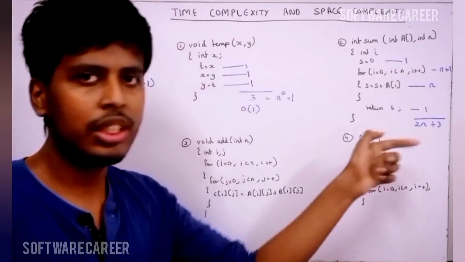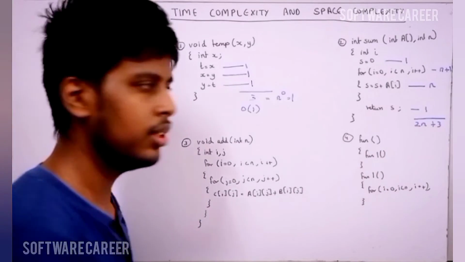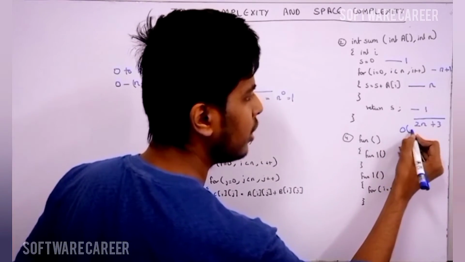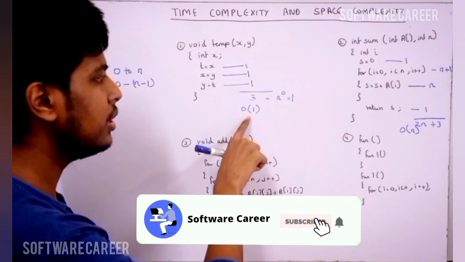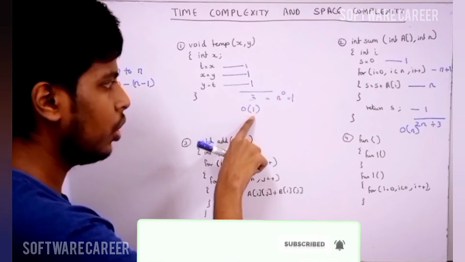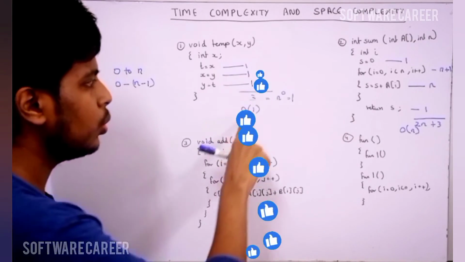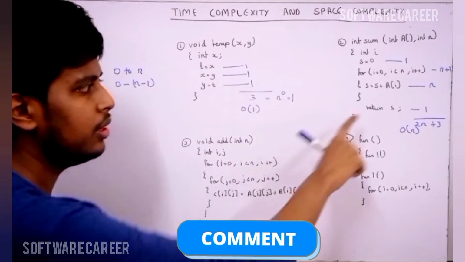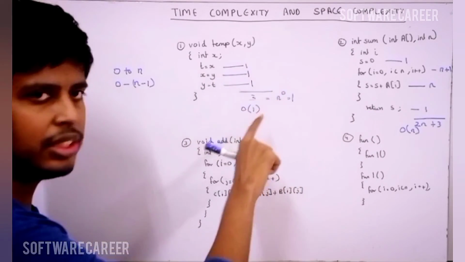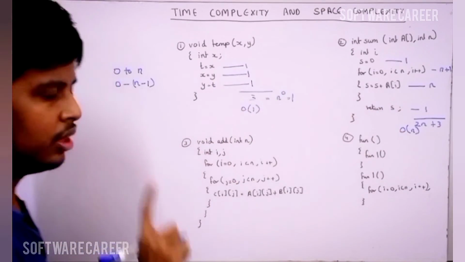What is the higher order term in this? It is of order n, so I am writing O of n. The time complexity is O of n. In the first case the time complexity is constant, O of 1. This O of 1 is less than O of n, so the first code will perform faster than this code. The time taken for it to complete is less.